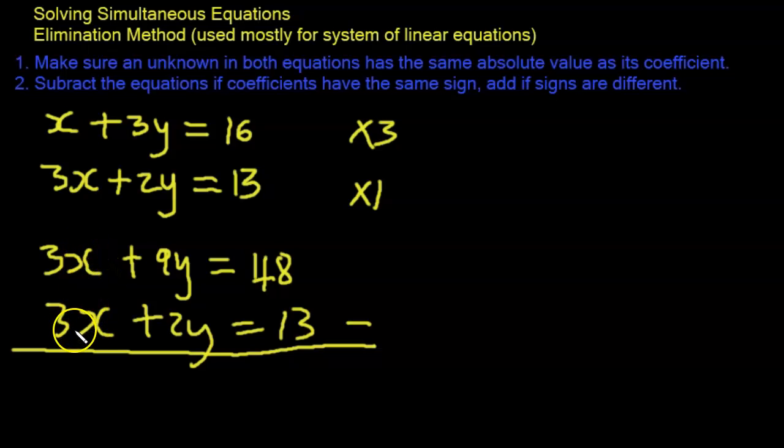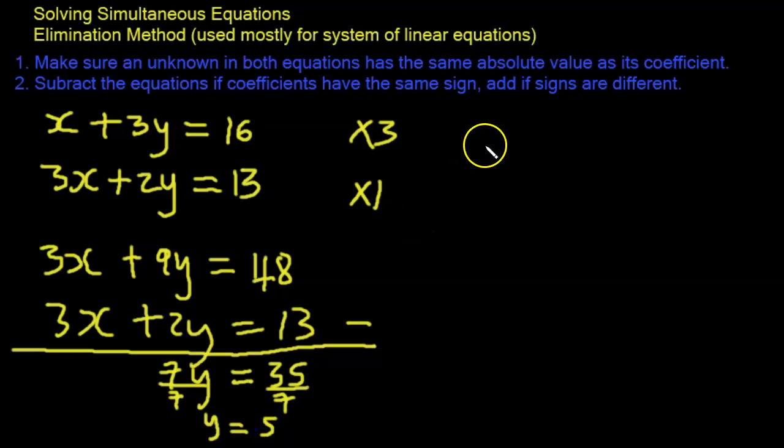When you subtract, term above, take away term below. So 3x take away 3x, nothing is left. 0, right? 9y take away 2y, 7y. And 48 take away 13, that's 35. So we have 7y equal to 35. So 7 times a number equal to 35. What is that number? To get the value of y, we can divide both sides by 7 to ensure that we get rid of the 7 here. If we divide both sides by 7, 7 into 7 is 1, so 1y. And 35 divided by 7, that's 5. So y is equal to 5.